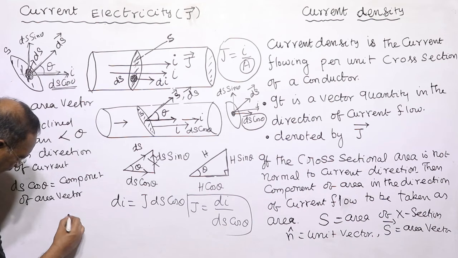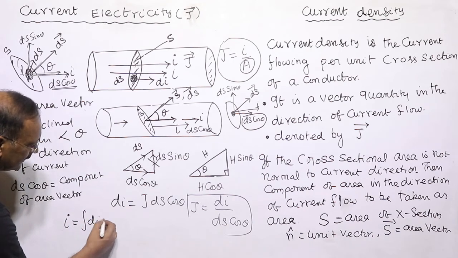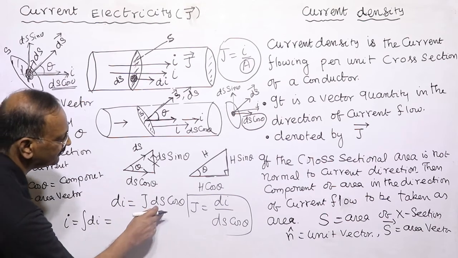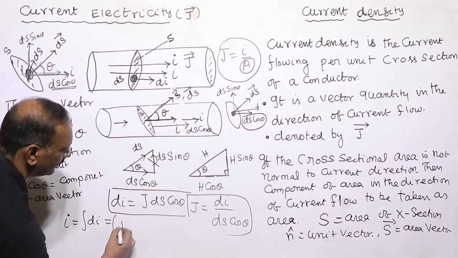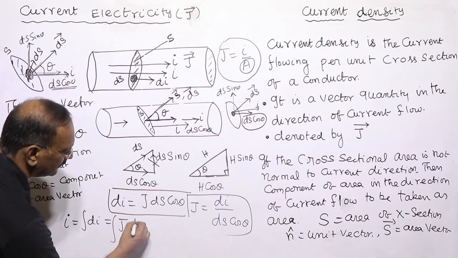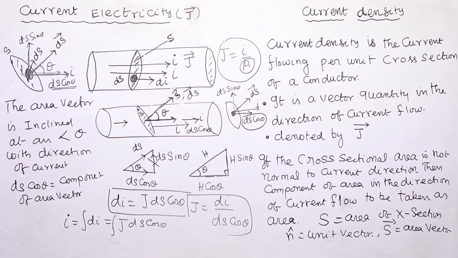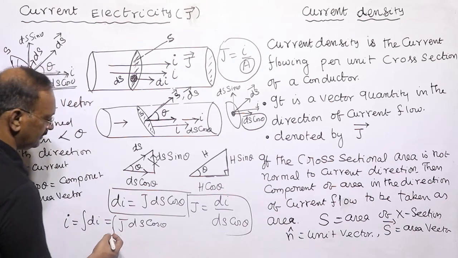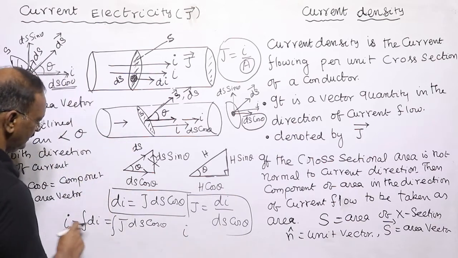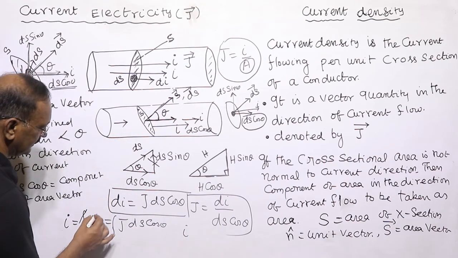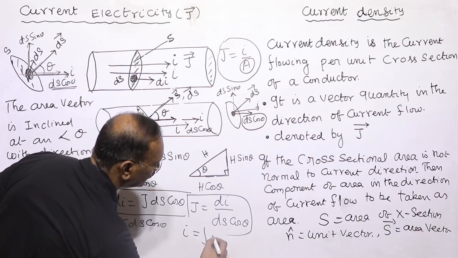Or if you want to know the total current, if we integrate dI, we have to integrate this side also. It means the integral of J into ds cos theta. So dI integrates to I, and I is equal to the integral of J ds cos theta.